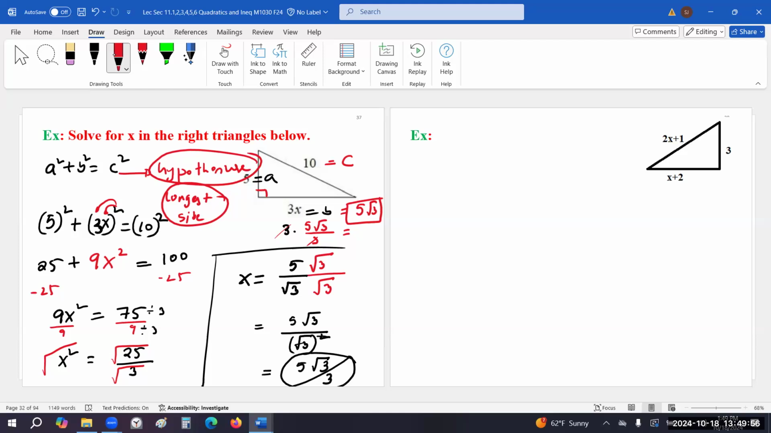Okay, the next one, no problem. What is our C here? 2x plus 2x plus 1. So either one side, let's say this is our A, and this is B, and definitely this is C. So we have 3 squared plus x plus 2 squared is 2x plus 1 squared. Anytime you see a triangle, you start with a squared plus b squared equals c squared.